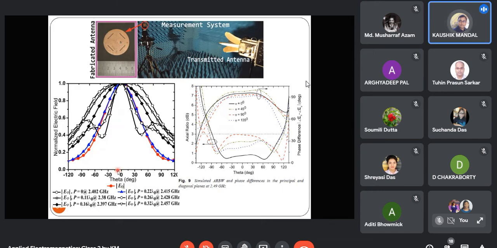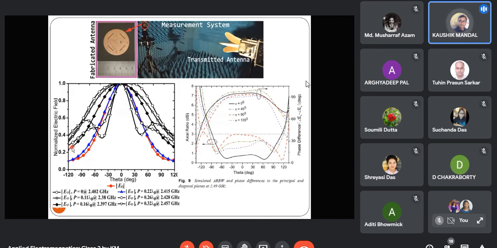Whatever the value of P, E theta is fixed, but E phi depends on this particular parameter P. And for this particular value of P equal to 0.22 lambda 0, you see for other plots, there is huge difference between the E theta and E phi. That means for any value of P, we are getting this E theta, that is the red plot. But E phi is changing.